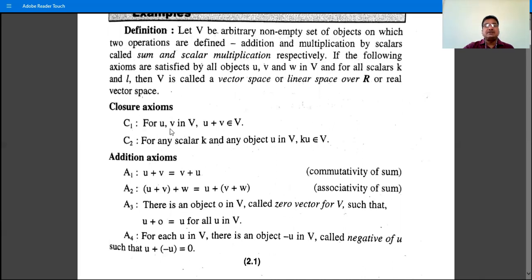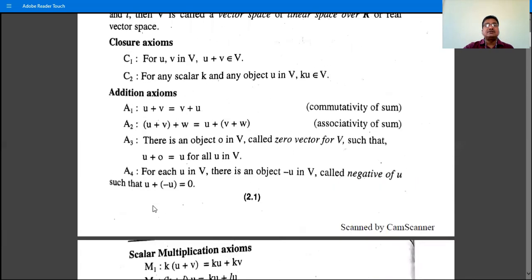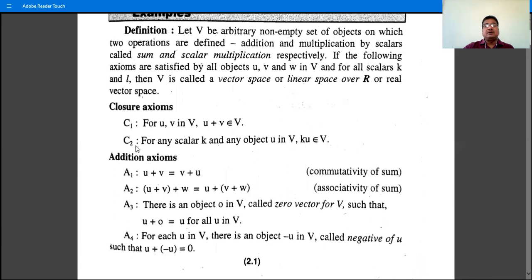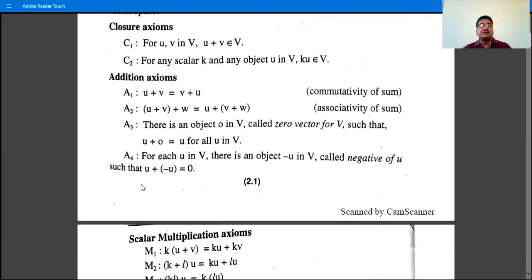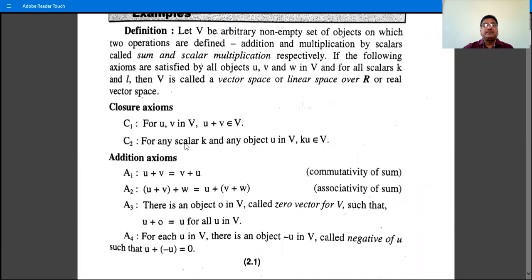So the first property is called the closure axiom. Suppose it is denoted by C1. This is not standard notation. C1, C2, A1, A2, A3, A4. These are not standard notations. For convenience, we use these notations to denote these properties. Otherwise, we can denote these properties by numbering 1, 2, 3, 4, 5, 6, 7, 8, 9, and 10. Okay, so the first two are the closure axioms.